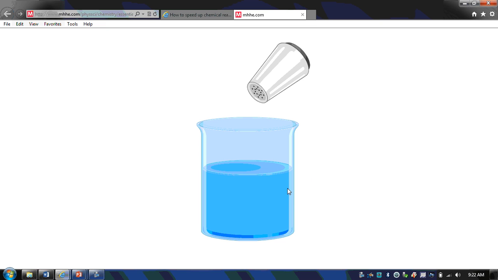Let's add a small amount of table salt, sodium chloride, to water. As you know, sodium chloride dissolves in water. Click on the zoom button to view sodium chloride dissolving in water on a microscopic scale.